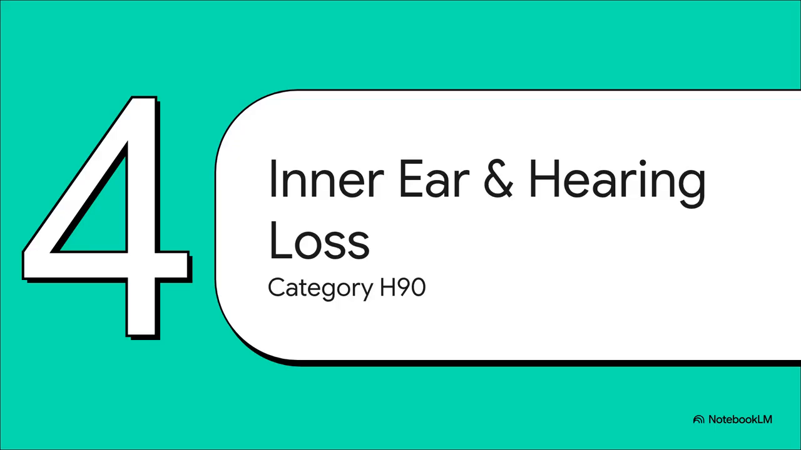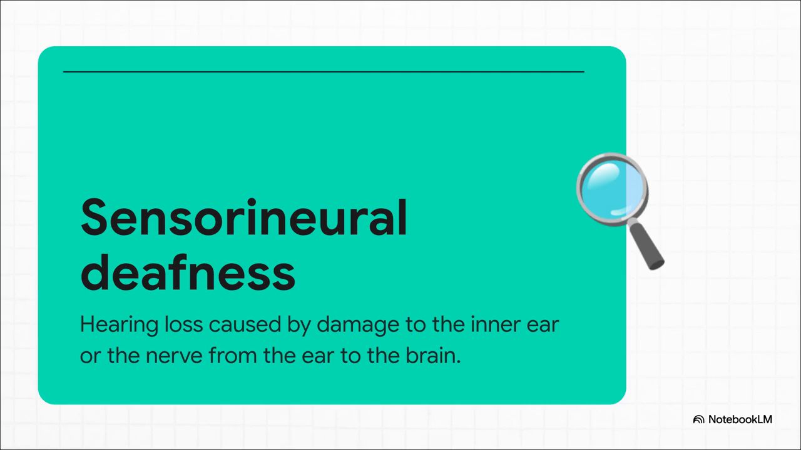Okay, on to section 4, inner ear and hearing loss. As we travel even deeper into the anatomy, we hit the intricate complexities of hearing loss. Coding in category H90 requires us to understand exactly what type of loss is occurring. Sensory neural deafness means there's actual damage to the hair cells in the cochlea or the vestibular nerve itself.